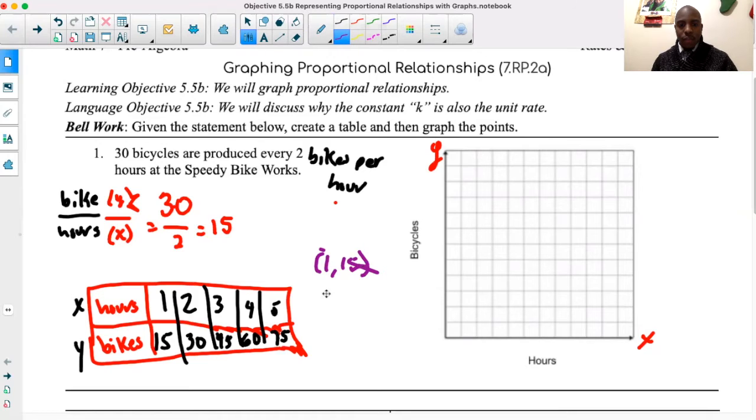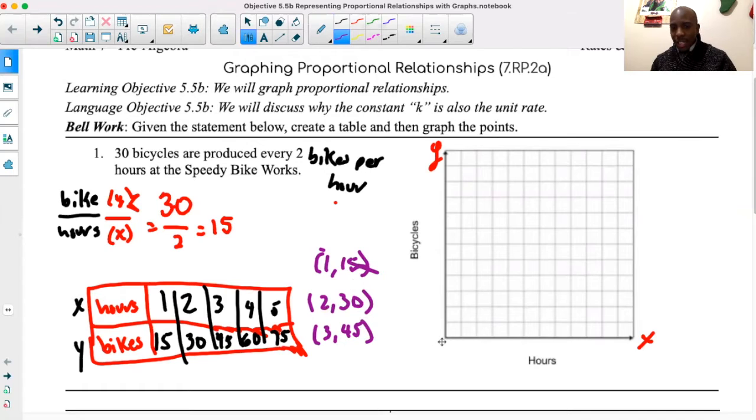Okay. We have coordinate 2, 30. We have coordinate 3, 45, etc. Right? These are the pairs that I'm getting when I look at the table. I can go and graph that. Now, how you decide to graph it depends on you, but you do need to graph this data.